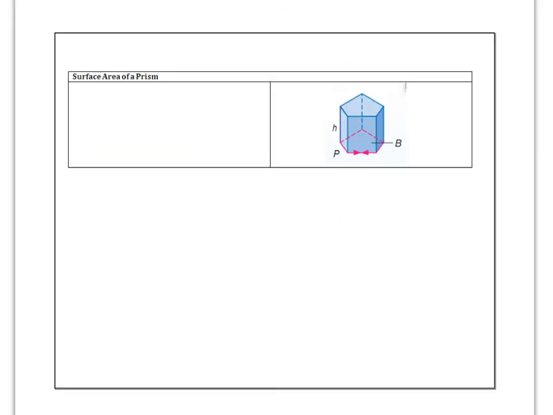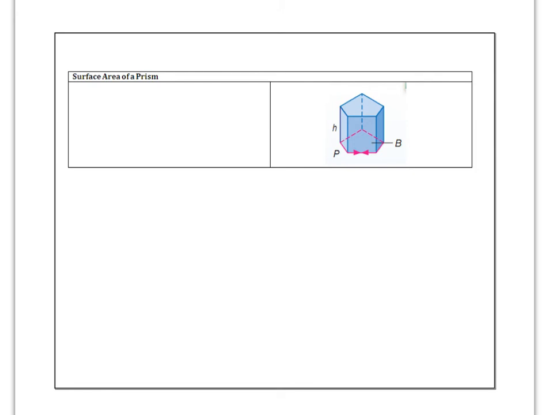Now let's talk about surface area of a prism and how that's different from lateral area of a prism. Lateral area is only the area on the sides of the object. Surface area, you have to add the two bases. It's any surface you can touch on the outside of the prism.